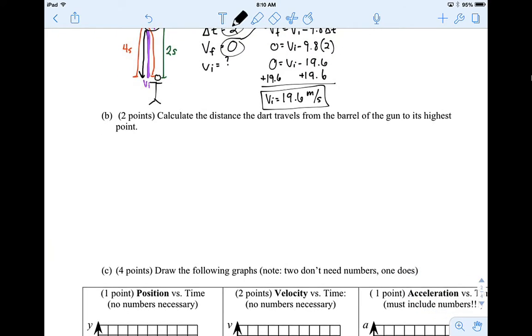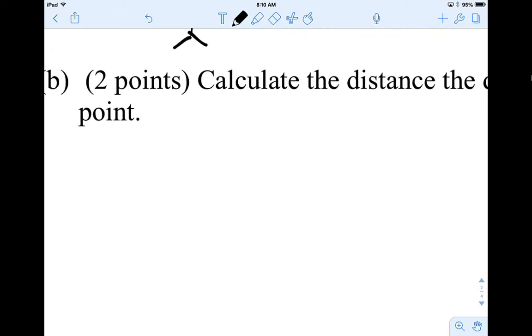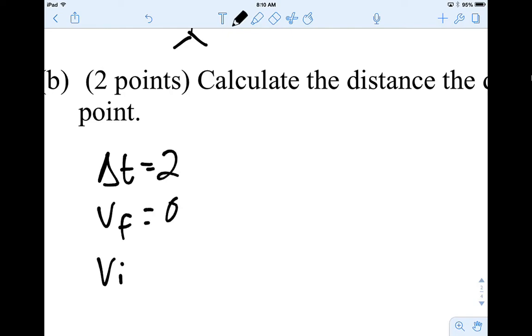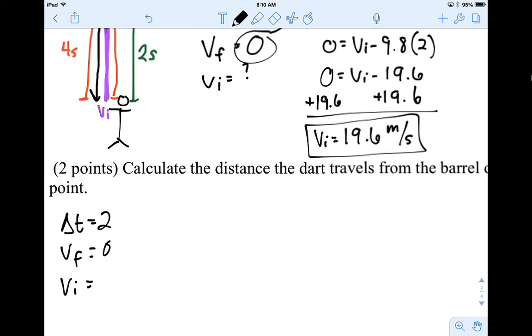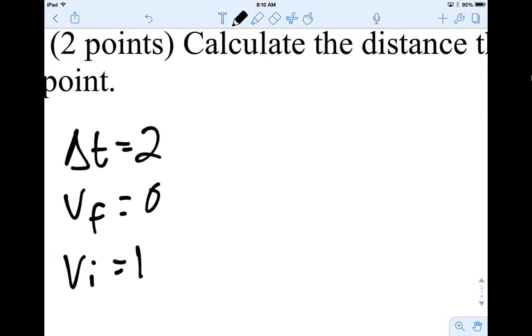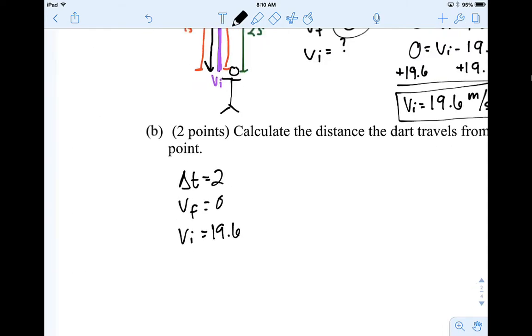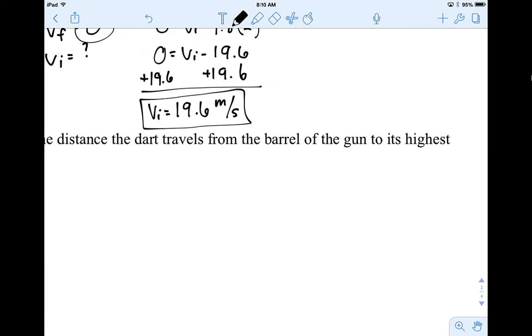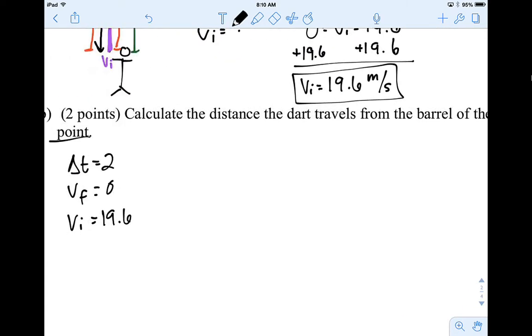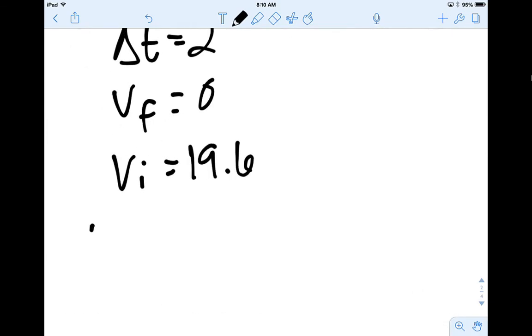Okay, so distance the dart travels from the barrel of the gun to its highest point. Okay, so again, I know delta t, because we're talking about highest point, is 2. I know Vf is 0. I know Vi is 19.6. And what am I looking for? I'm looking for highest point. Sounds an awful lot like Y max to me. So Y max is my question mark.